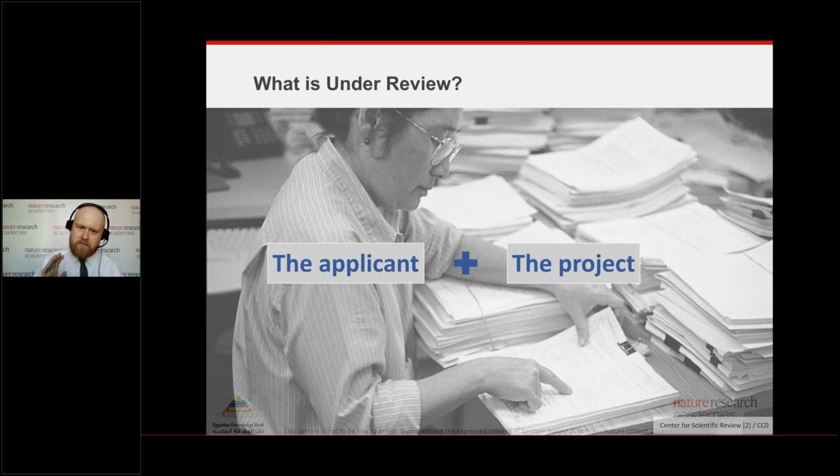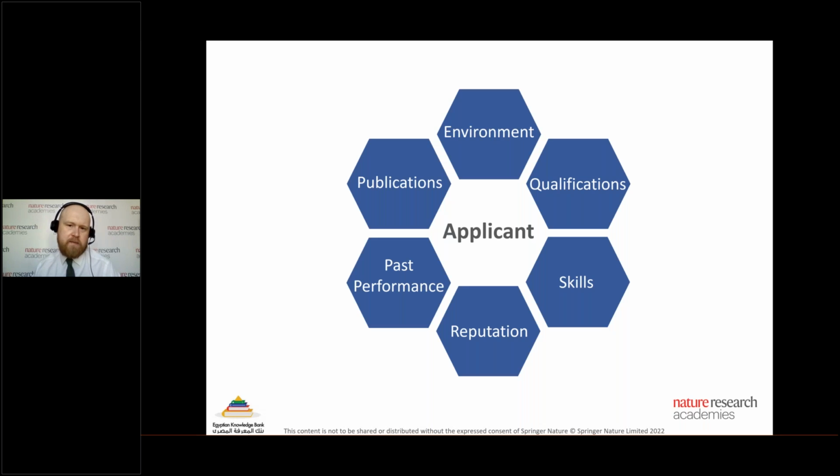So let's have a think about what grant reviewers are actually looking at when they review a project. Really, we can split it into two parts. We have the applicant, but we also have the project. And let's have a think about this in some more detail. They will be assessing you as an individual.